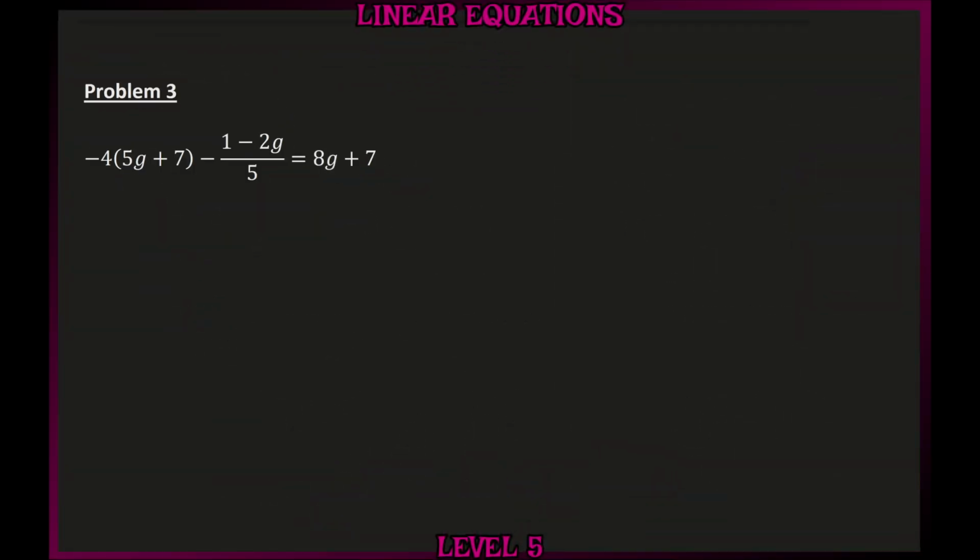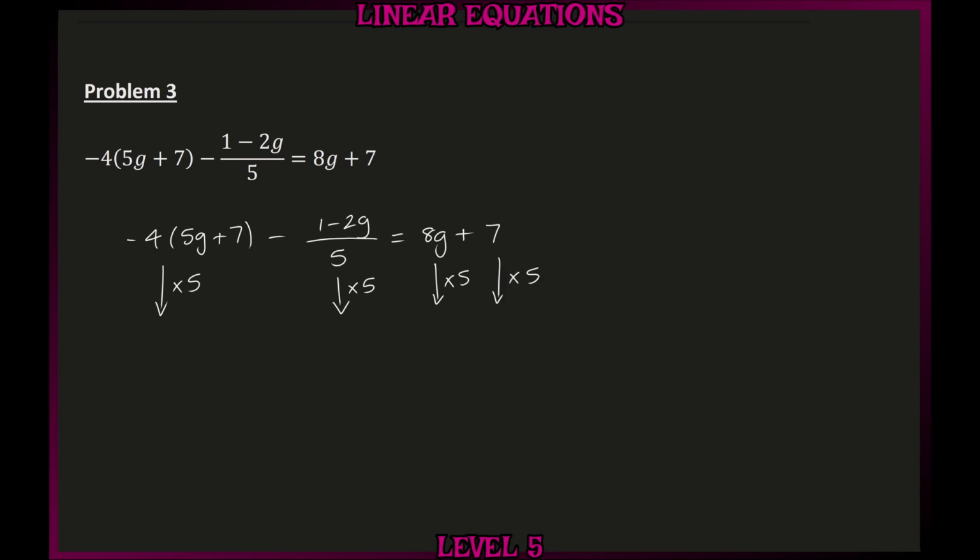In problem 3, we're solving the equation minus 4 multiplied by 5g plus 7 minus 1 minus 2g all over 5 is equal to 8g plus 7. Now there are different approaches to solving a problem like this, but since we have a fraction with a 5 on the denominator, I'm going to remove this by multiplying everything in the equation by 5. And this means I need to multiply the fraction by 5, I need to multiply the bracket at the start by 5, the 8g needs to be multiplied by 5, and so does this plus 7.